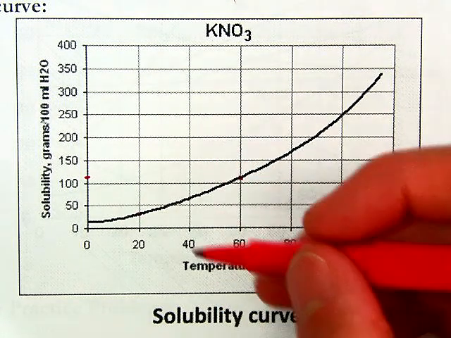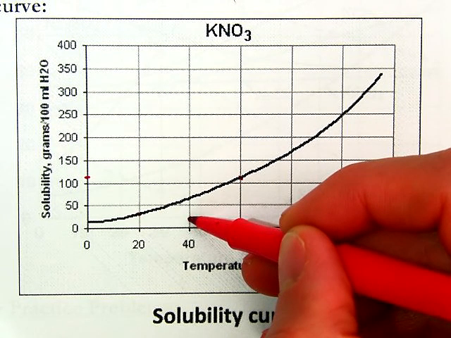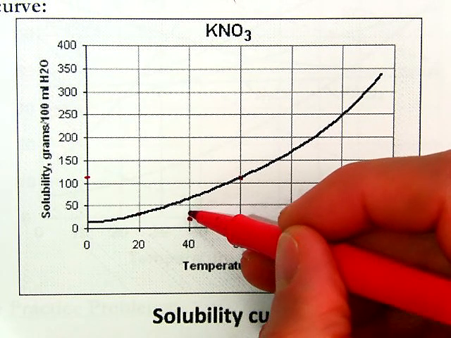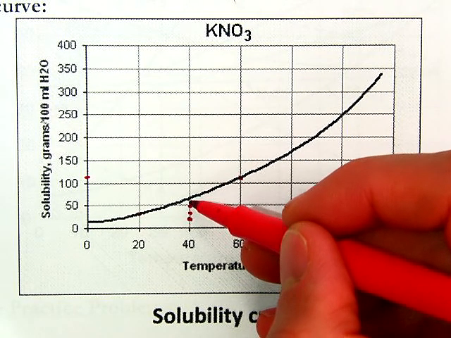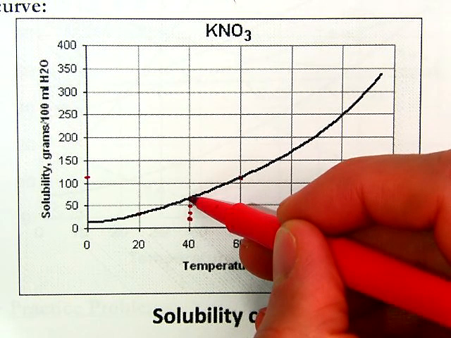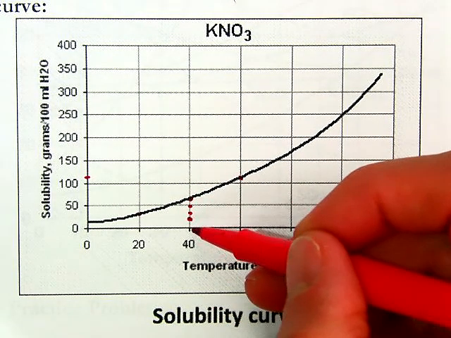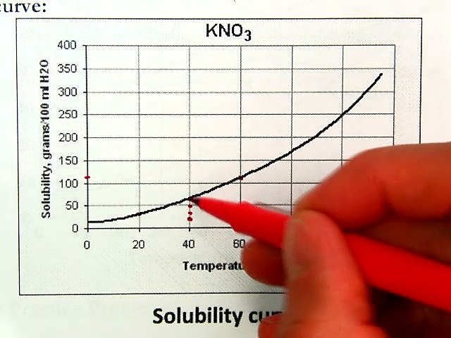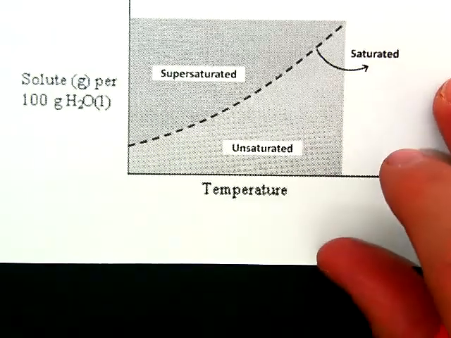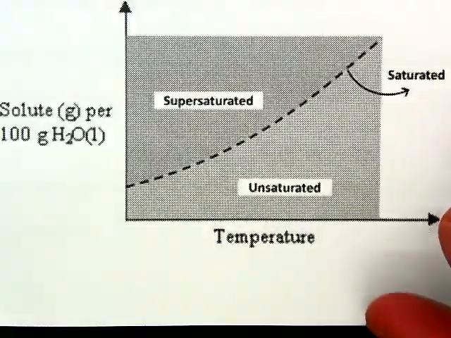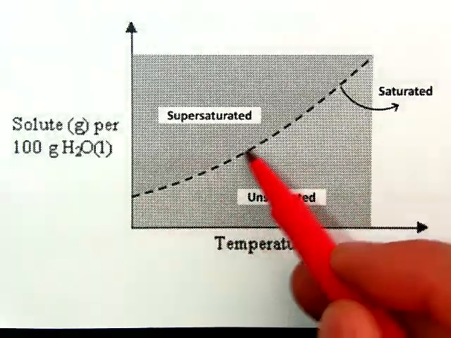Let's say the beaker was at 40 degrees and I add 25 grams, it would dissolve. I add 40 grams, it would dissolve. I add 50 grams, it would dissolve. Unsaturated, unsaturated, unsaturated. And then at some point here, it dissolves and we get saturation. If I added any more, it would not dissolve. So it's saturated only when you can't dissolve any more. So in summary, when you're on the line, that's the saturated solution.